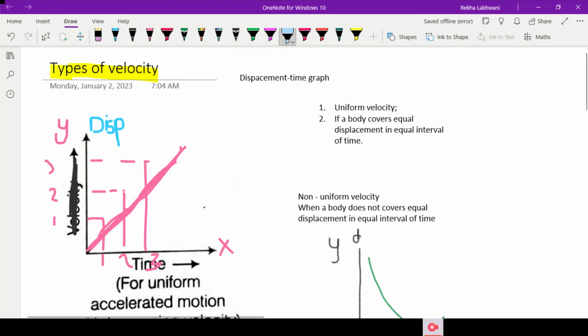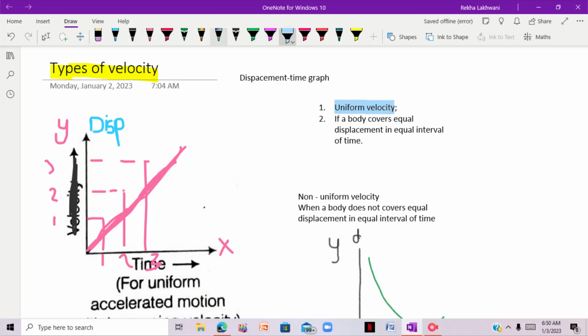Types of velocity. Number one type which we have is known as uniform velocity. What that means is that the body covers equal displacement in equal intervals of time, and that is known as uniform velocity. Now let's look at the uniform velocity. We will use the displacement-time graph, which is this. So look at this, basically the graph of velocity.